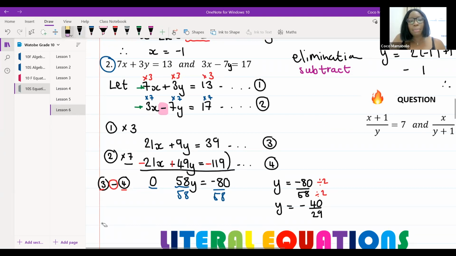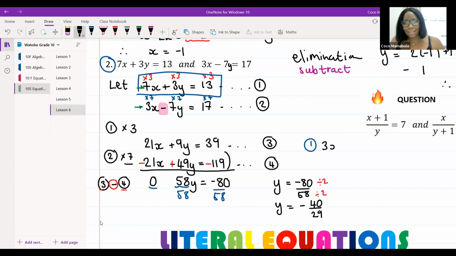All right, then I'm going to take equation 1, the one up top over here, and replace my y value with -40/9. So it's going to look messy. It's fine, guys. We're going to get there. 7x plus 3 multiplied by -40/29 is equal to 13. And now we have to solve for x, guys.